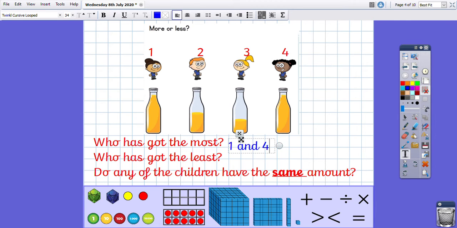Who's got the least? Who's got the least orange juice? Have a look. We know it's not 1 and 4, so it's got to be between 2 and 3. And 2 has got slightly more than 3. So 3 has got the least. Do any of the children have the same amount? Well, we've already sort of answered that, haven't we, with who's got the most. We know that children 1 and 4 have got the most.